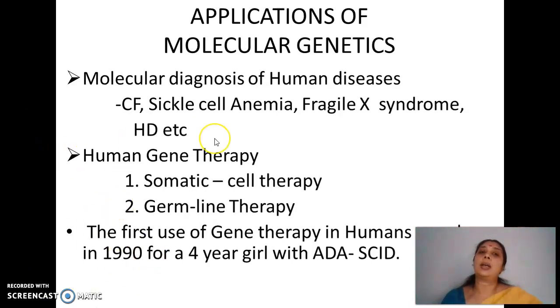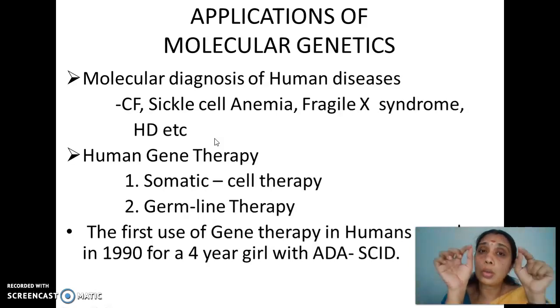DNA technology is mainly made use of in the diagnosis of human diseases like Huntington's disease, cystic fibrosis, and Fragile X syndrome. Then gene therapy, where therapeutic cloning is carried out. If there is any mutation in the gene, it can be manipulated by a therapy known as human gene therapy. There are two types: somatic gene therapy and germline therapy. We are not going for germline therapy because of ethical issues. We usually go for somatic cell therapy.